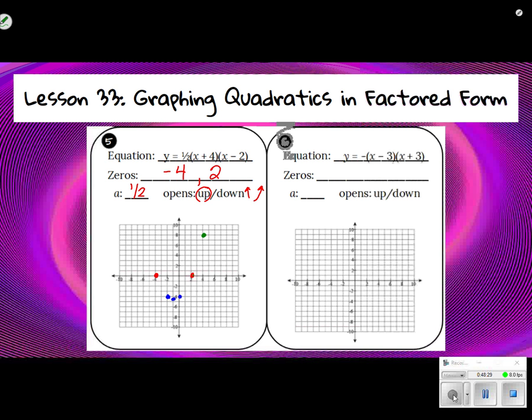So from this red point here, I went up 1, 2, 3, 4, 5, 6, 7, 8, right 2. So I'm going to do the same thing, but I'm going to go to the left. So up 8, left 2. So remember, the more points you have, the better your picture is going to look.